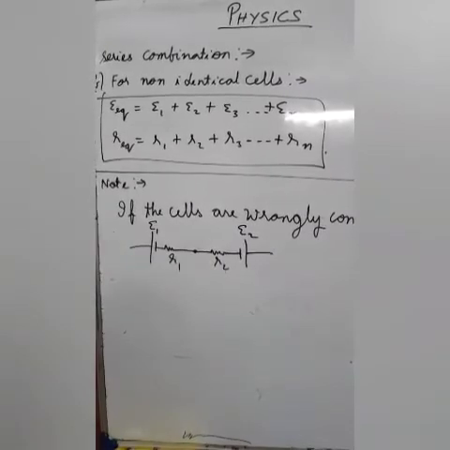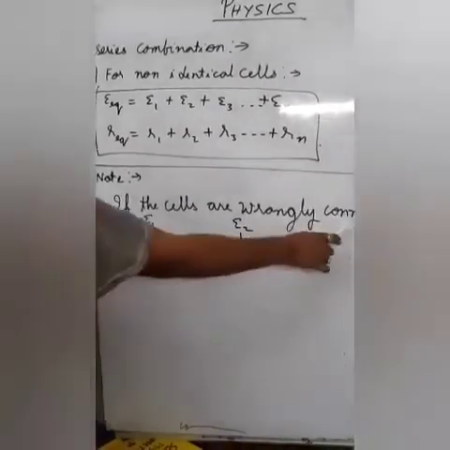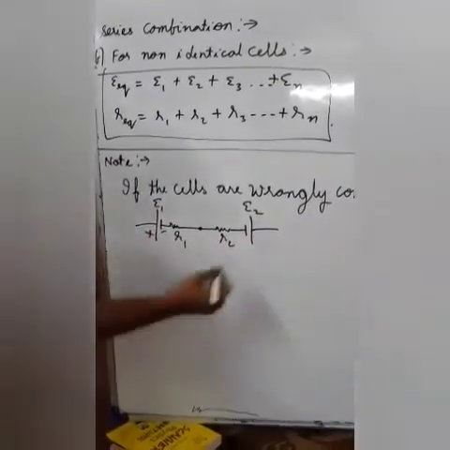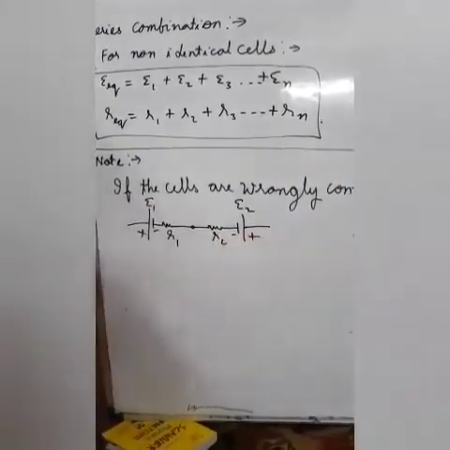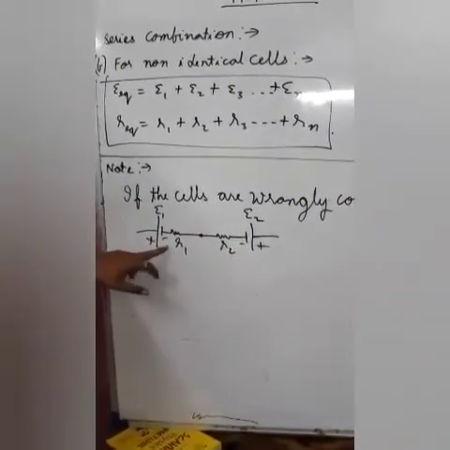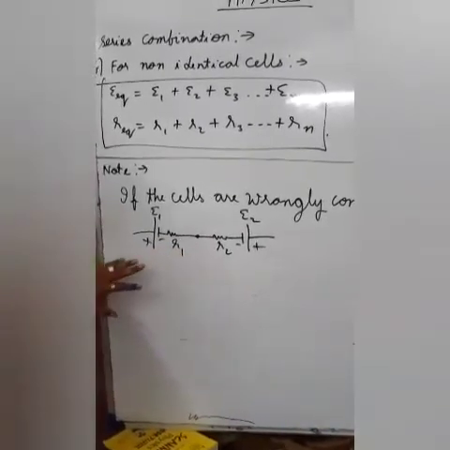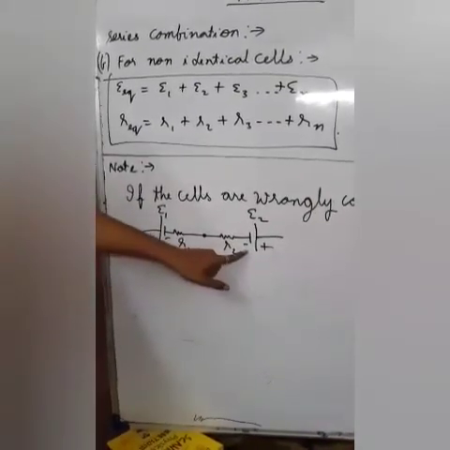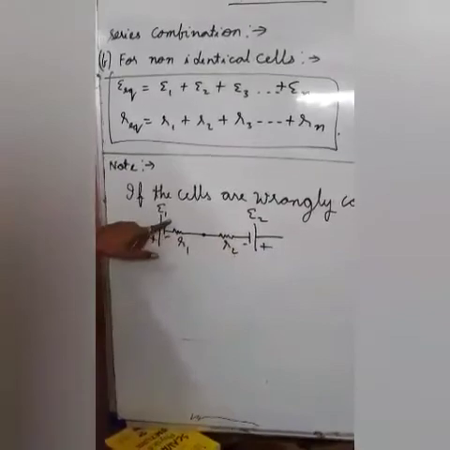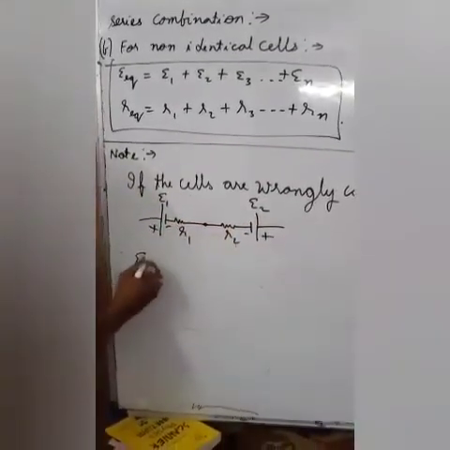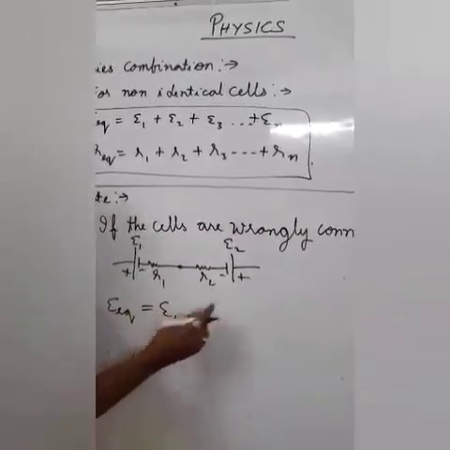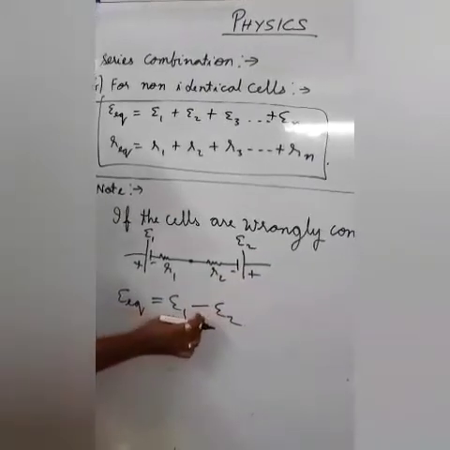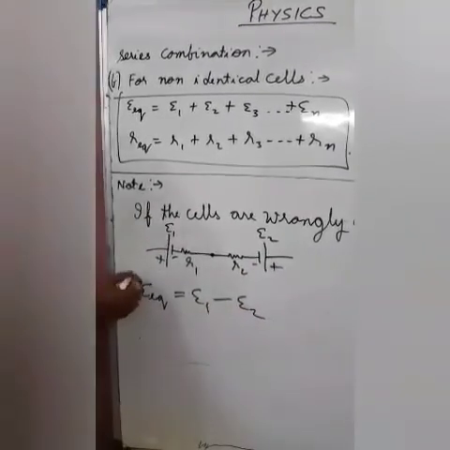Now this is a small case: if the cells are wrongly connected. As you can see over here, this is the positive terminal, this is the negative terminal, again this is the negative terminal and this is the positive terminal. Generally we connect positive then negative, again positive then negative, that is, alternate positive and negative is taken. But here I have connected both the negative terminals together, which is wrong. So obviously if this is E1 and this is E2, our equivalent EMF would become E1 and this one is wrongly connected, so minus E2. This is connected the wrong way round, that is the reason it would become minus E2. This would be our equivalent EMF.